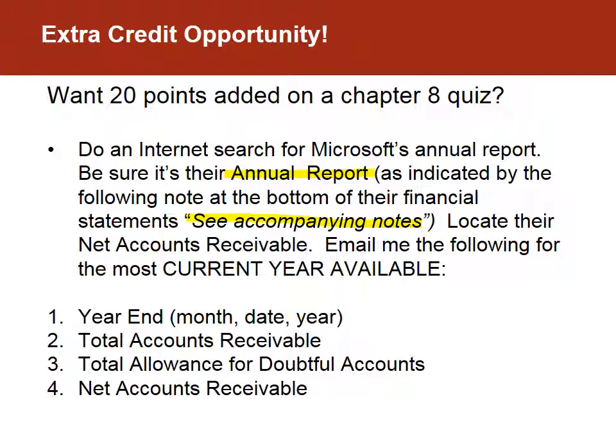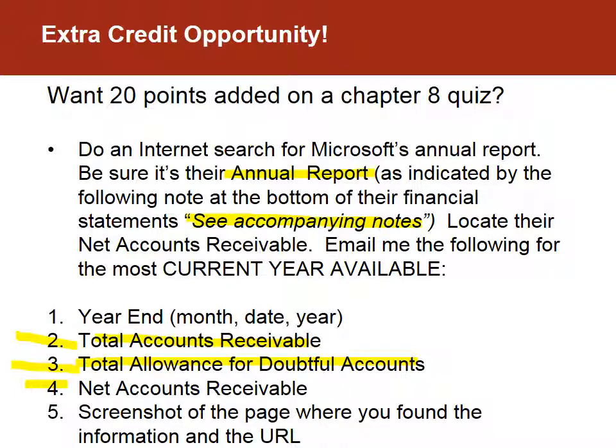After that, I want you to send me the total accounts receivable, the total allowance for doubtful accounts, and the net accounts receivable. So this is going to be a little bit trickier. You're going to have to go dig into their notes to see if you can find where they provide total accounts receivable and the total allowance for doubtful accounts. I usually do a Control F search to find the word doubtful accounts, and you'll find all the places that's located. And remember, subtracting this minus this will give you net accounts receivable.